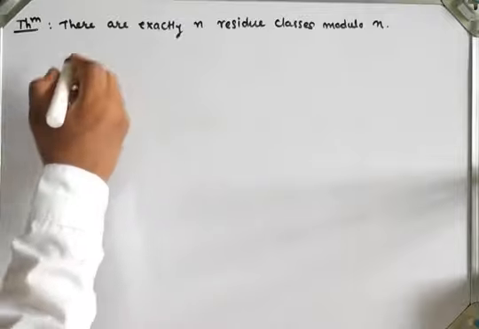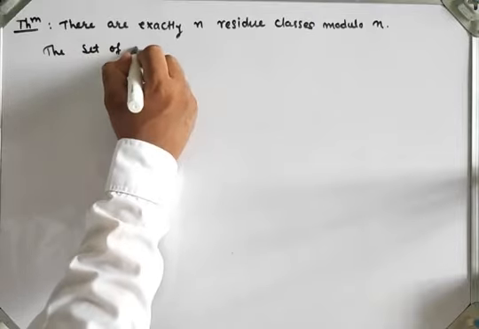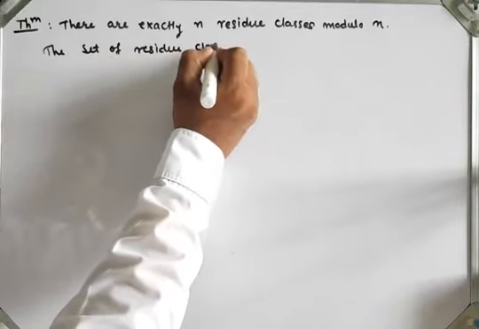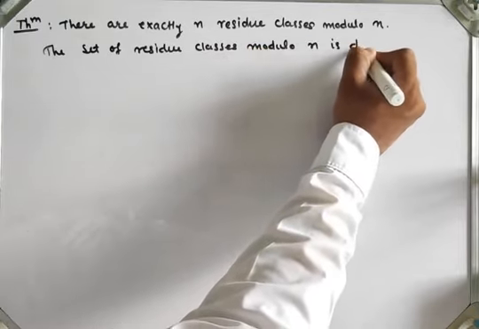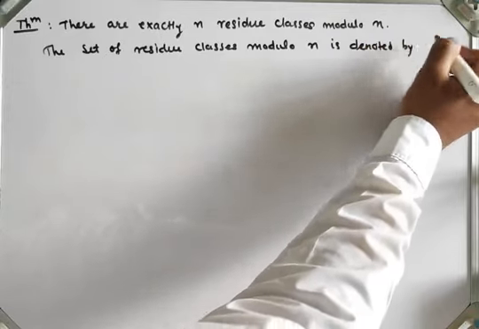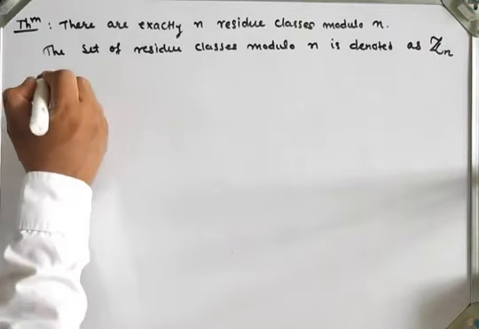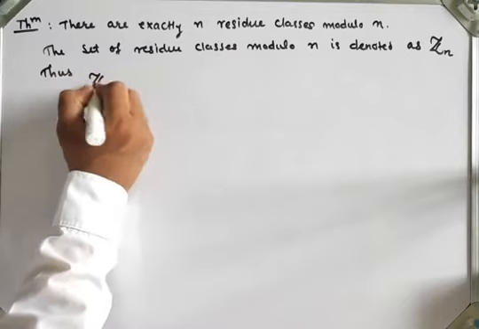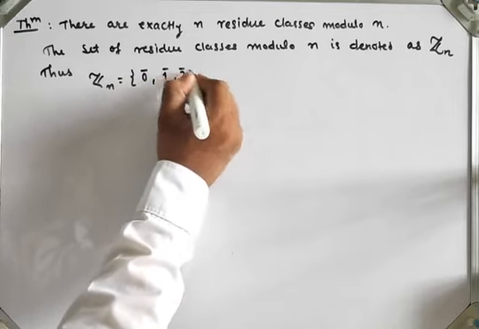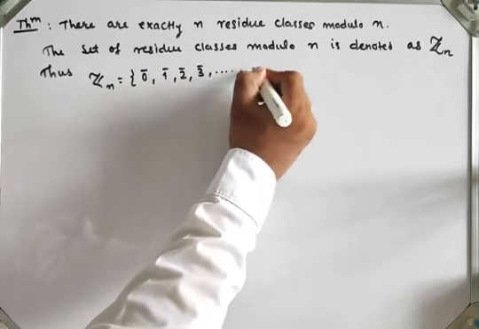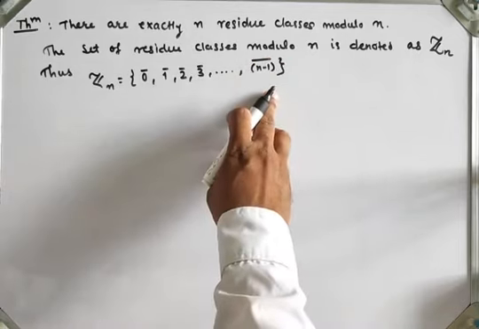For example, the set of residue classes modulo n is denoted as Zn. Thus Zn is a set of elements like this: 0 bar, 1 bar, 2 bar, 3 bar, and so on up to n minus 1 bar. So in total there are n residue classes modulo n.